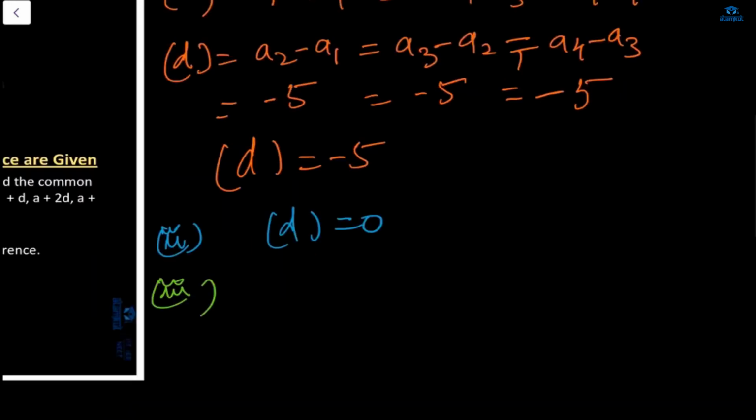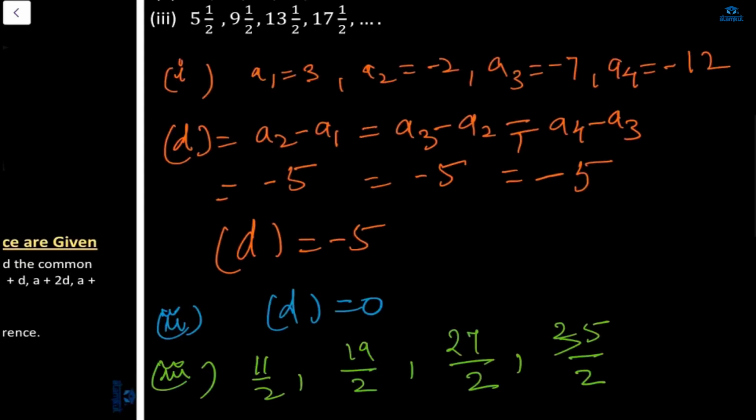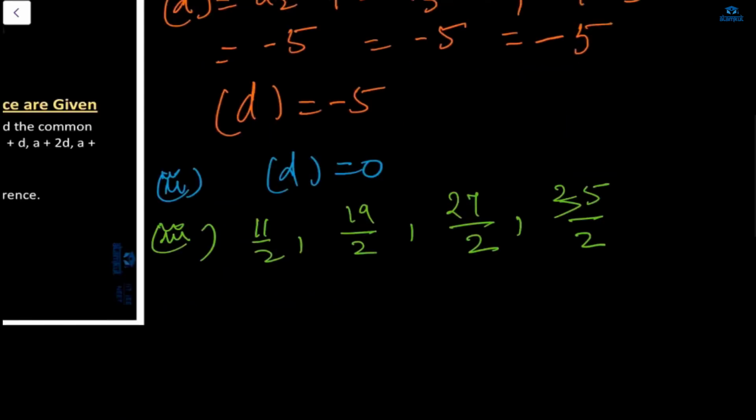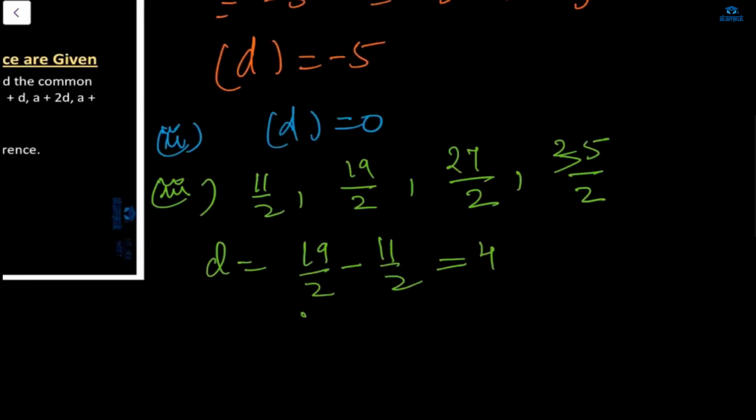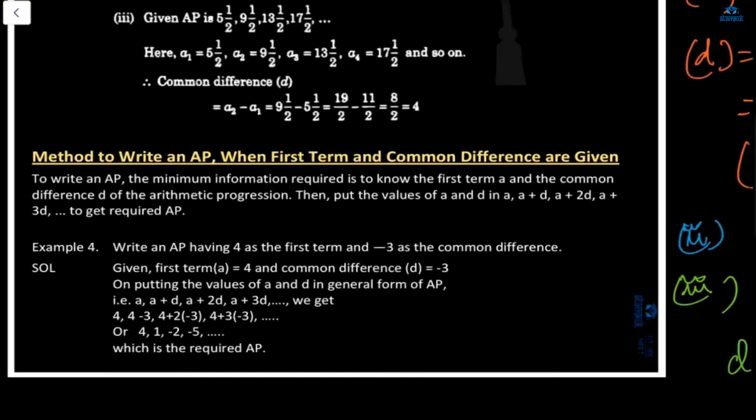So first of all, we are going to change it into a proper fraction to subtract it. So 11 by 2. Okay. So you are getting this term. Now D will be equal to 19 by 2 minus 11 by 2. So what you will get? 4. Similarly, 27 by 2 minus 19 by 2, and 35 by 2 minus 27 by 2. So we are getting 4 everywhere. Any doubt? No, ma'am.